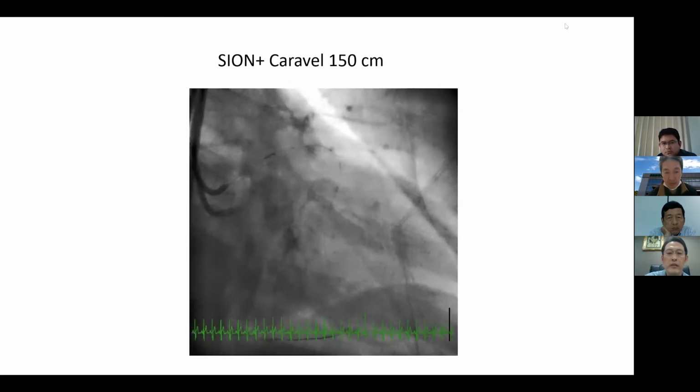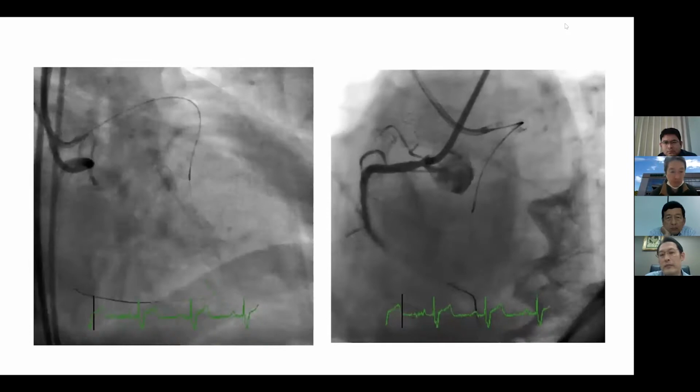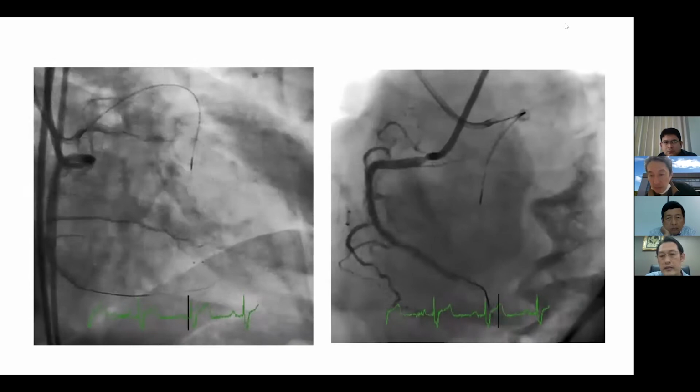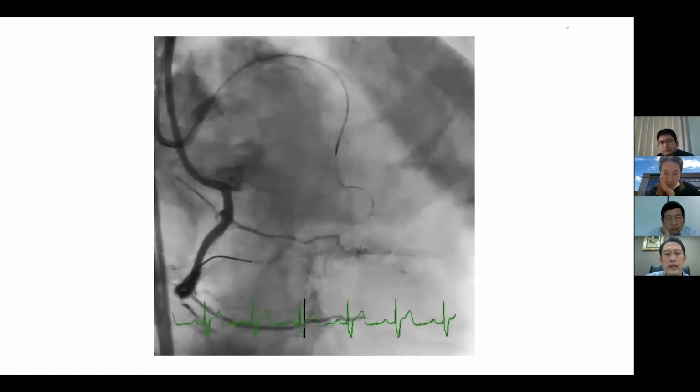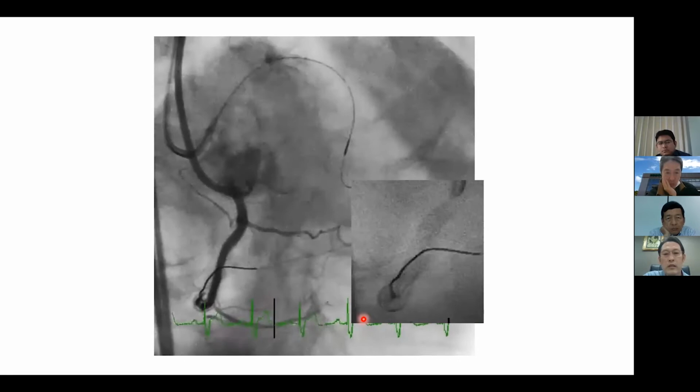And this is the angiogram. The Sion wire was stuck at the point of critical stenosis here. But you can appreciate that the guidewire is not inside the stent lumen. In this magnified view, you can see that the guidewire was outside of the stent lumen. Here, this is the stent lumen.